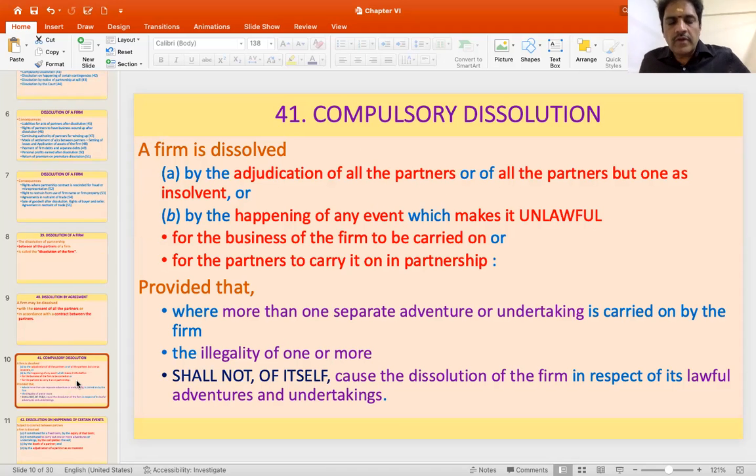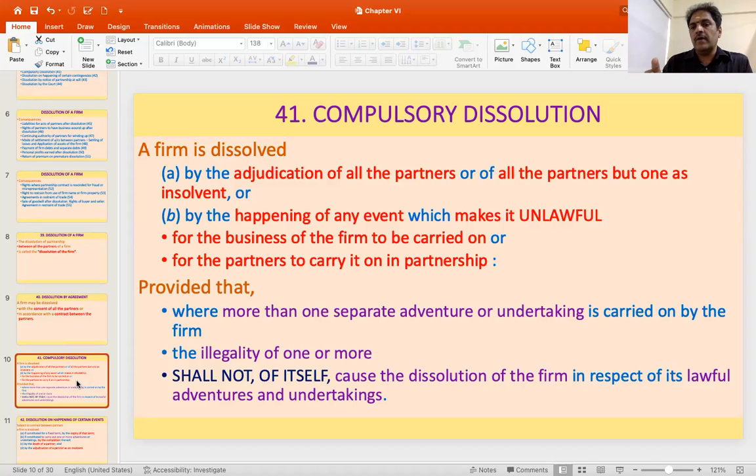So first of those, a firm is dissolved by the adjudication of all partners or of all partners but one as insolvent. So the legal capacity to continue in a partnership will be there only when you are solvent. But the moment you become insolvent, you are incapable to contract and hence incapable to be a partner as well. So if all the partners are adjudicated insolvent, there is no issue of the partnership continuing because there is no one with the legal capacity to contract or continue the partnership.